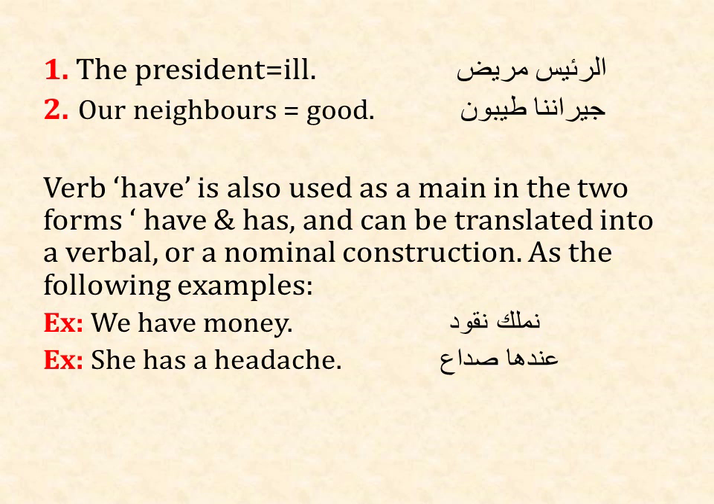Now the verb have is also used as a main verb in the two forms have and has, and can be translated into a verbal or a nominal construction as in the following examples. Number 1, we have money. نملك نقودا. Number 2, she has a headache. عندها صداع.